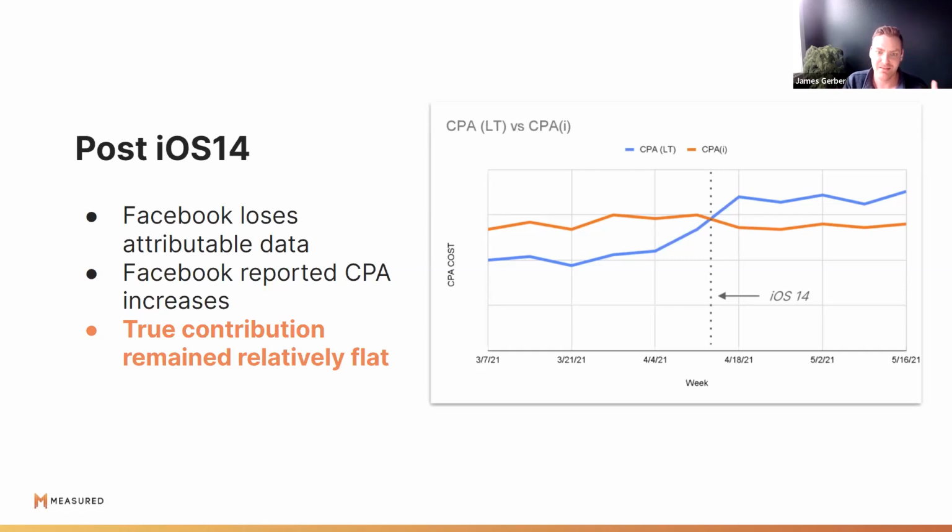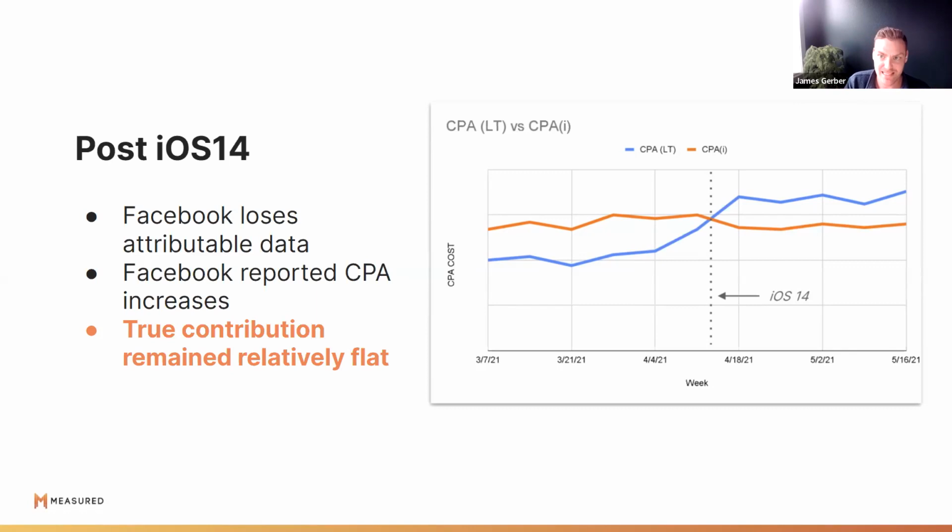Mid-April 2021, they flipped the switch, and now all of a sudden they were only reporting conversions within 7 days of the click and only reporting conversions within 1 day of the impression. That was a fundamental, huge change in how Facebook reported performance. I'm sure most of you saw dramatic increases in your Facebook CPAs around this time.